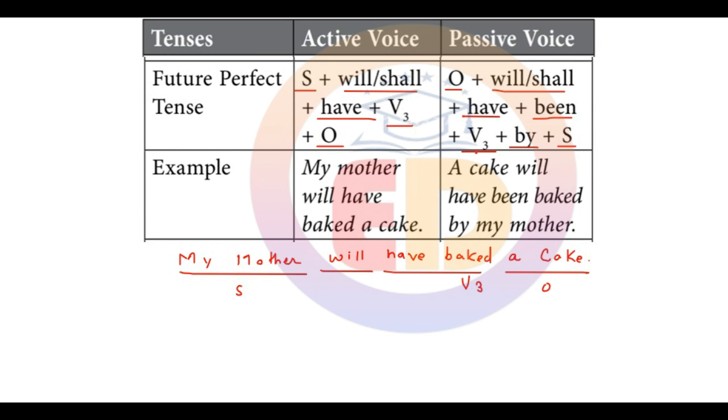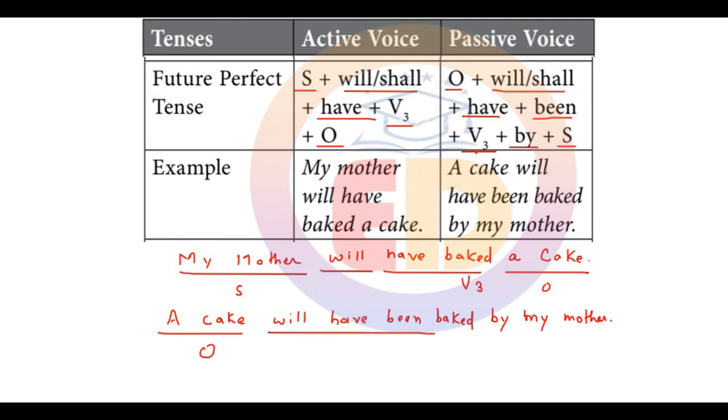Let's convert it into passive form. It will be a cake will followed by have been, third form of the verb baked, followed by by and the subject my mother. Passive voice. A cake will have been baked, helping verb, baked third form of verb, followed by preposition by. My mother is the subject.